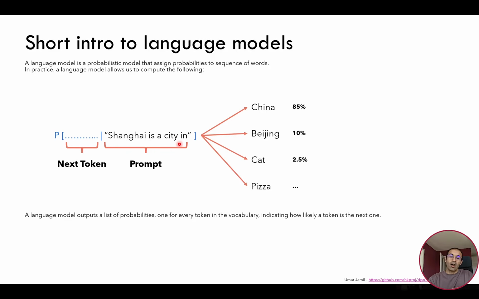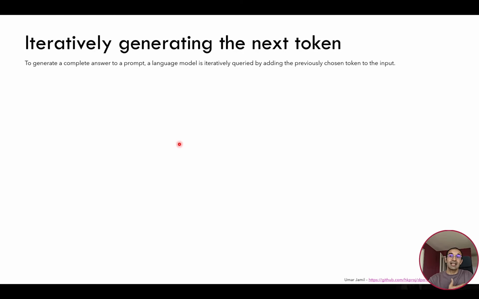Now, you may be wondering, how can we use this language model to generate text? Well, we do it with an iterative process. We take a prompt, for example, "Where is Shanghai?" We give it to the language model. The language model will give us a list of probabilities over the possible next words or tokens. Suppose that we choose the token with the highest probability score, so suppose it's Shanghai.